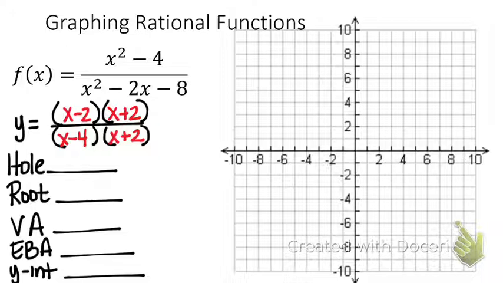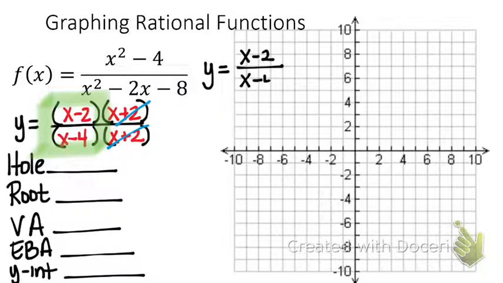So does everyone see how something is going to cancel? When something cancels, you have a hole. So this is what we're actually going to use, because we're going to remove that factor. And that's going to leave us with x minus 2 over x minus 4.